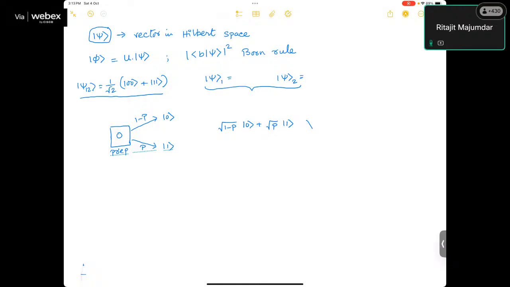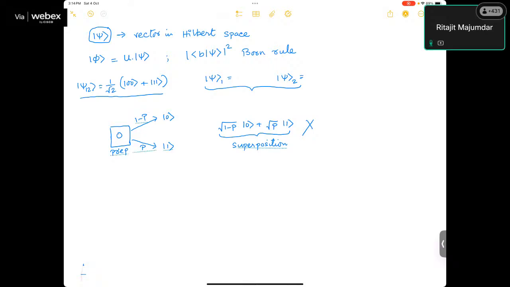This is wrong. Why is this wrong? Because what this is telling me is this representation is a superposition. So this state that I am representing using this mathematical notation is both in the state 0 and 1 at the same time.